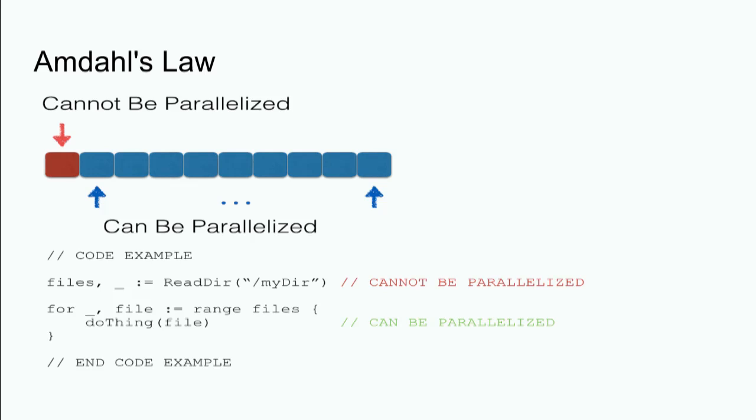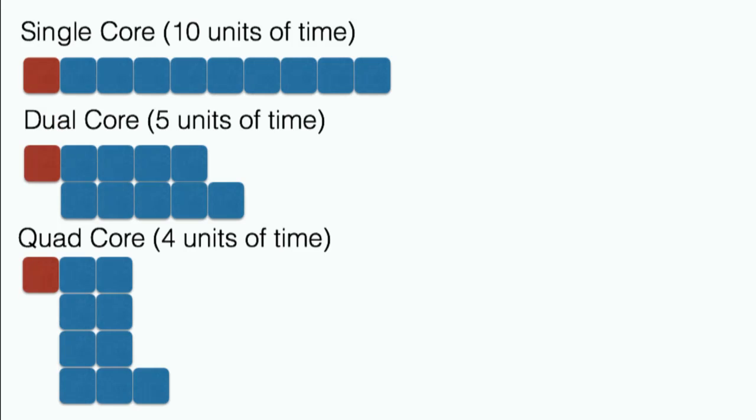In this example, the code is executed to get the directory listing, and then each file is acted upon sequentially. Looking at the program holistically shows us that there is only one part of it that cannot be parallelized, and that is listing the files in the directory. So if we just execute it as is, it takes 10 units of time.